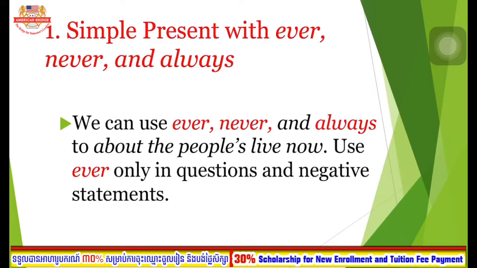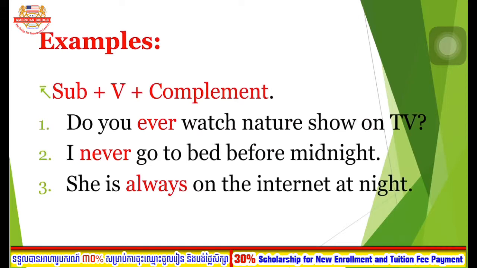Number 1, simple present with ever, never, and always as well. Okay, so we can use ever, never, and always to talk about the people's lives. Now, live over here has s. Use ever only in questions and negatives. So with the present simple, ever over here is used to talk about the people's lives. So we use ever in negatives and questions only. Okay, let's see the examples.